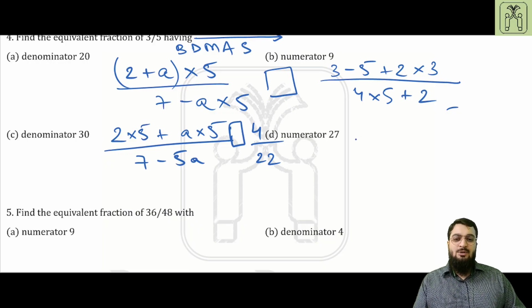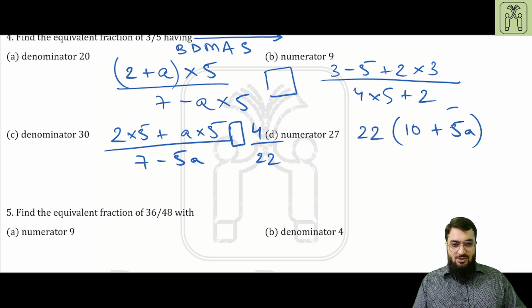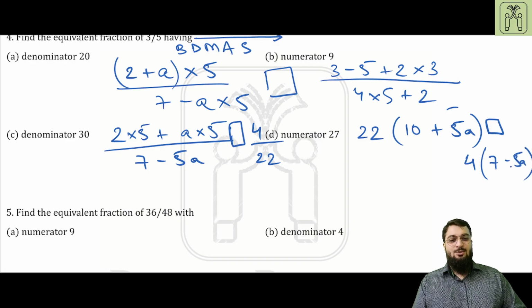Cross multiplication will be done by taking 22 on the left as the numerator in multiplication. So bracket will be formed, and this will be 2 into 5 is equal to 10 plus 5A. Okay, bracket close. And then on the other side, you will see that we have 4, and inside the bracket there will be 7 minus 5A. You understand that?